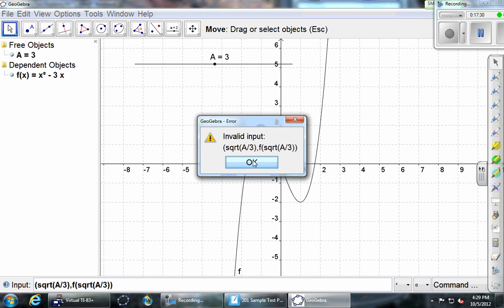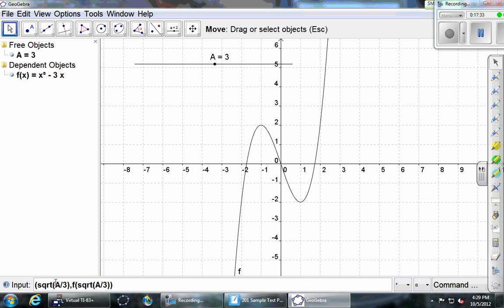And then it yells at me because I did something wrong. What did I do wrong? Okay, so what I did wrong was not put enough parentheses. So we have parentheses here for the a over 3, that's closed. We have parentheses for the f, but I didn't close the parentheses for actually plotting the point. So let's fix that by adding one more closed parenthesis. And there's a point right there at the bottom. And then we can plot the corresponding point at negative square root of a divided by 3, comma, f of negative square root of a divided by 3. And so we've got our 2 points there.